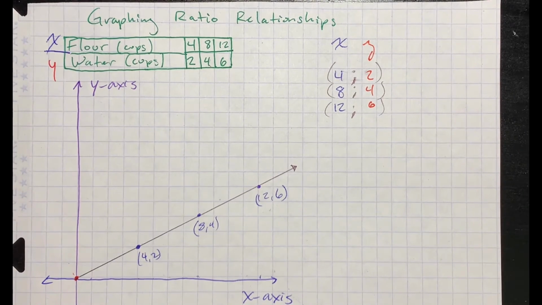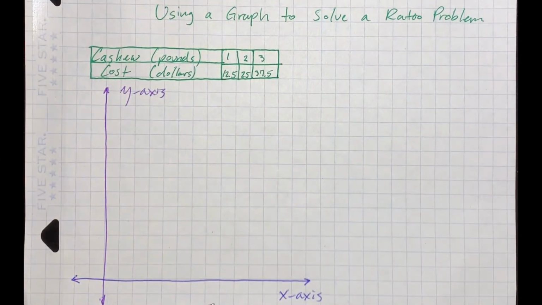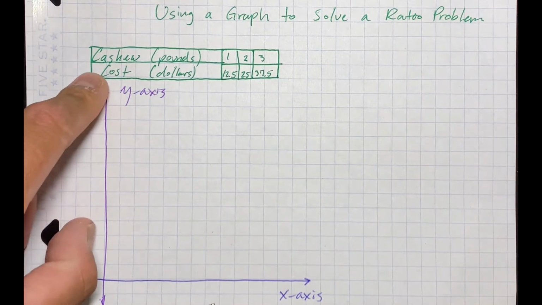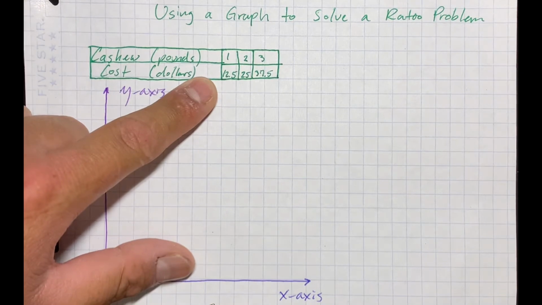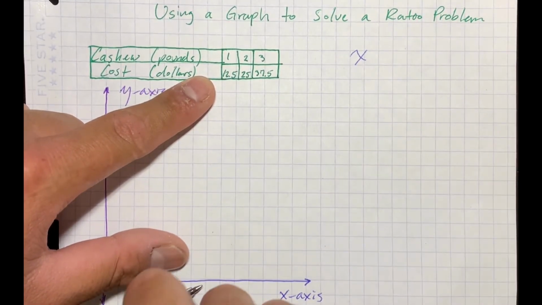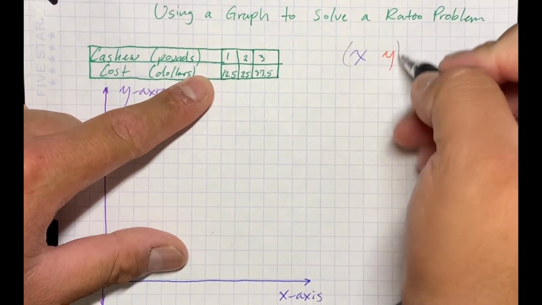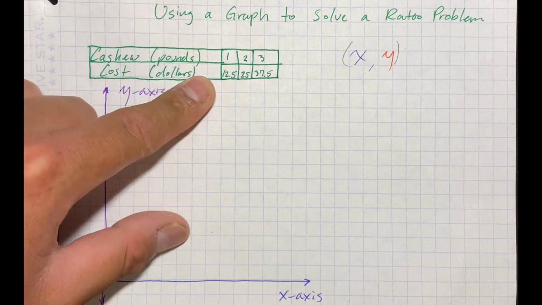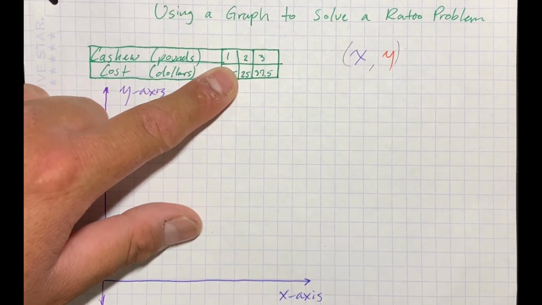All right, let's move on to the next example. From here, it's pretty much the same thing. Again, you're going to be comparing cashews in pounds to how much they cost in dollars. So for our x-axis, we're going to plot that there, and our y-axis for our ordered pairs. Okay, comma in the middle.